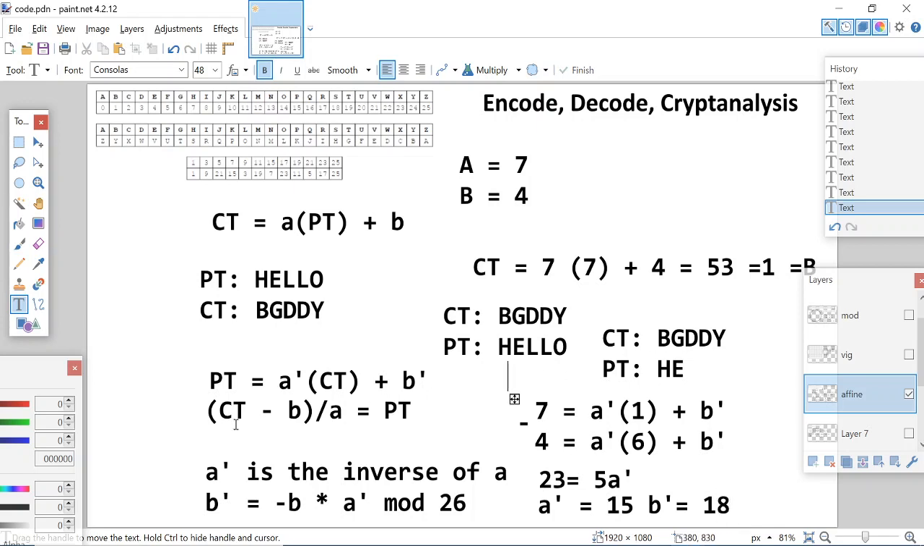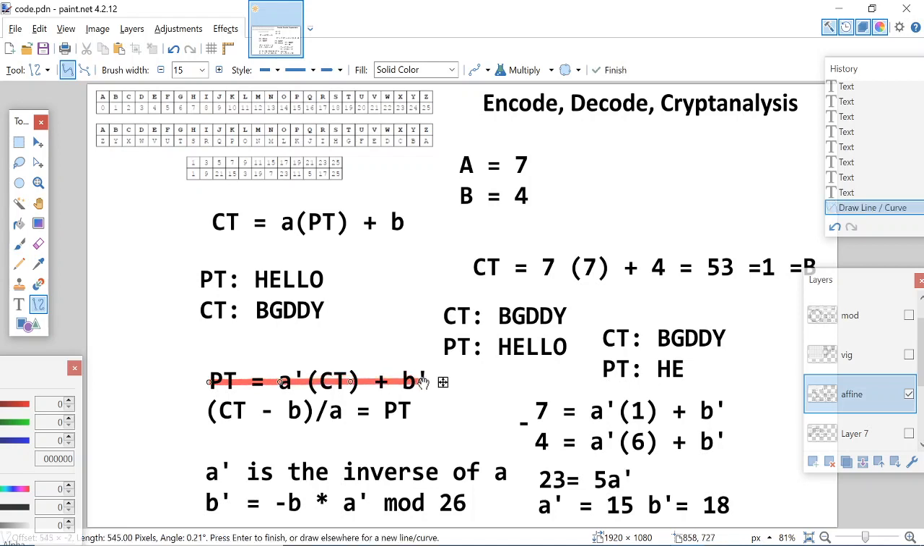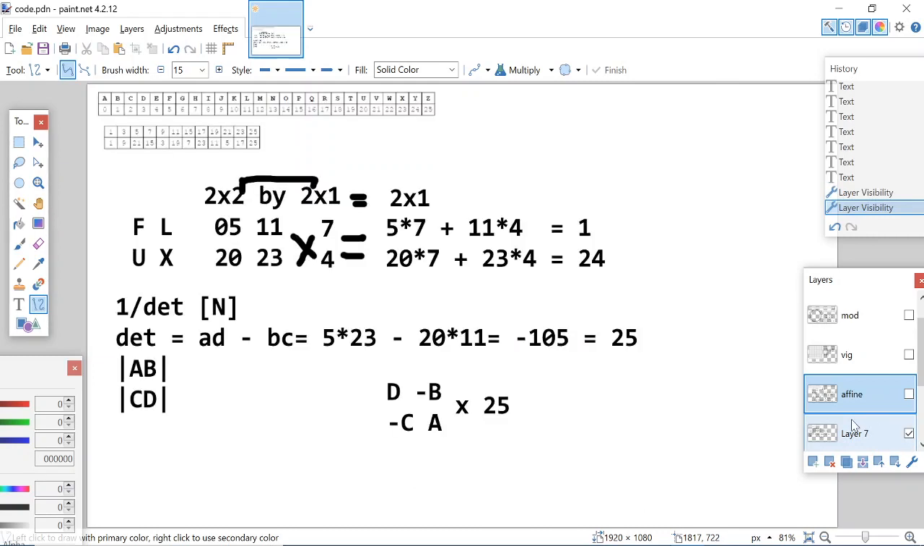So yeah, I like to use this formula for cryptanalysis, but you technically should be using this one for decoding because it's the way to actually use the real values of a and b to find out what the plaintext is. So yeah, that's affine. Not overly difficult either. But next we have the Hill cipher.